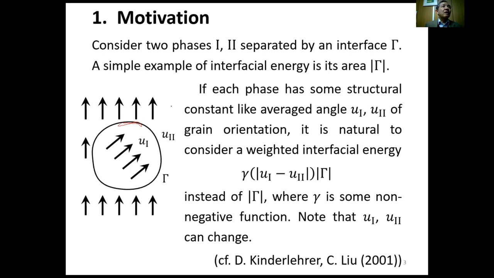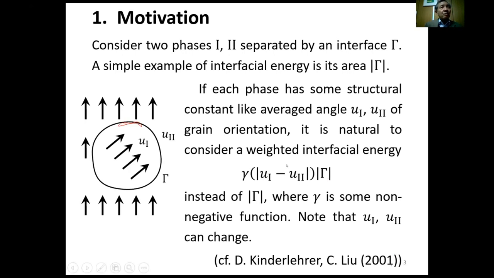Okay, the two phases, one and two, are separated by an interface gamma. And each phase has some structure, like average orientation, average angle, u1 and u2. This is the grain orientation. And it is natural to consider a weighted interface energy instead of the usual energy. The simplest interface energy is, of course, the area of gamma, but it should be weighted depending on, for example, the orientation difference. And gamma is some non-negative function, maybe monotonically increasing with respect to the variable. Note that both orientations u1 and u2 can change. Such an energy was already proposed by Kinderlehrer and Liu, 2001.